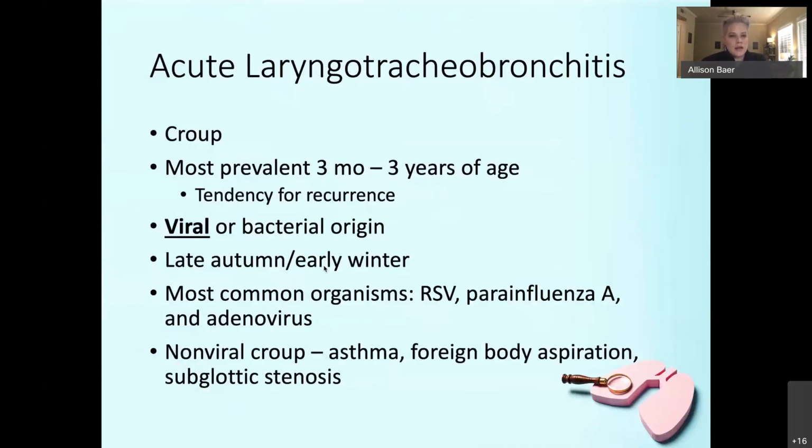So that's most prevalent between ages 3 months and 3 years, but it can occur outside that range. And if they get it once, they have a tendency to recur and get it again. It can be either viral or bacterial, but usually it's viral. And usually happens in late autumn, early winter. The most common things are going to be RSV, parainfluenza A, and adenovirus. I think most of the ones I've seen have been adenovirus with a couple paraflus, but you can have non-viral croup as well from asthma, foreign body aspiration, something that's irritated that laryngotracheobronchial area.